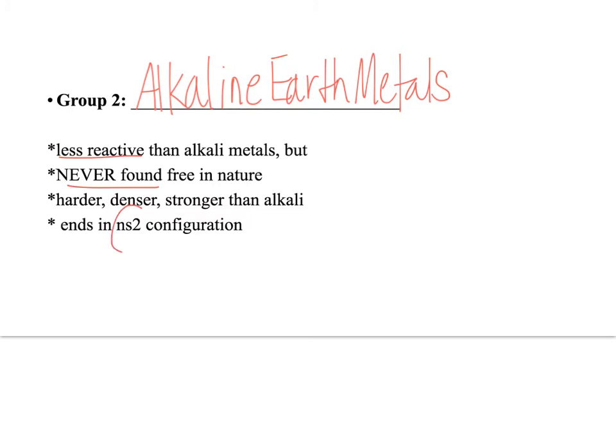And then they end, of course, in that ns2 configuration. So we would have 2s2, 3s2, etc. Because they have those 2 valence electrons to give away, they tend to form a +2 ion, a positively charged 2 ion, when they're participating in compounds.